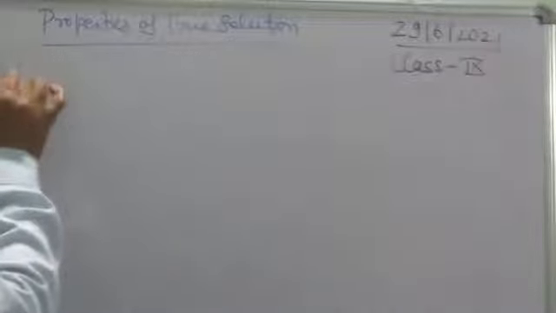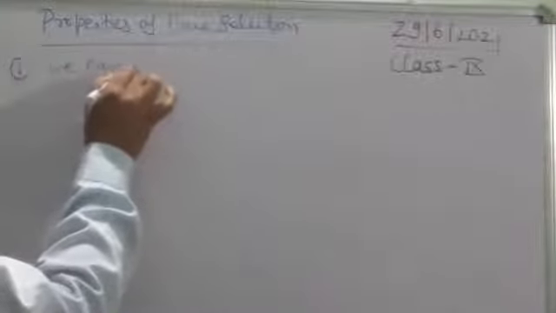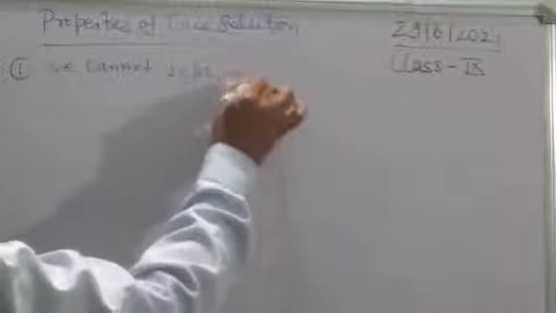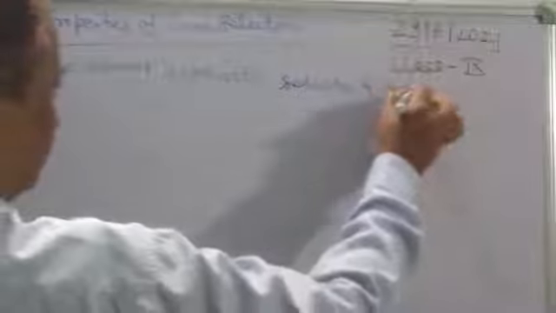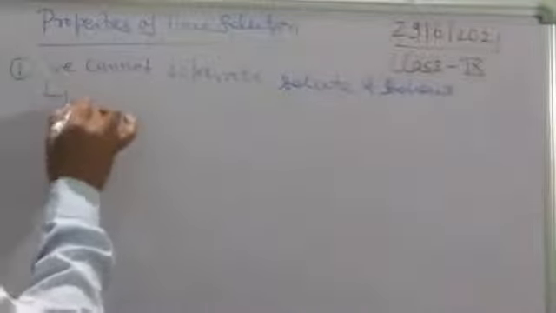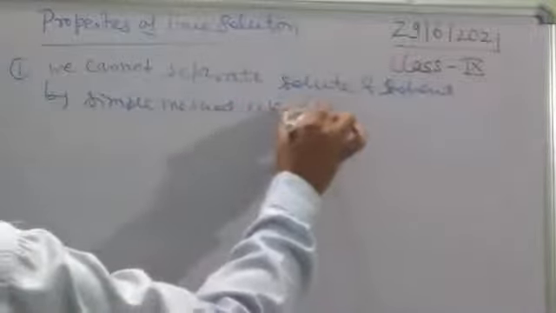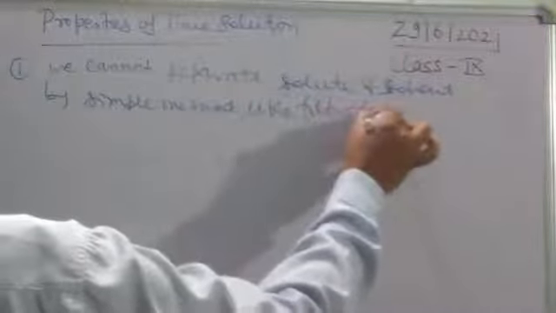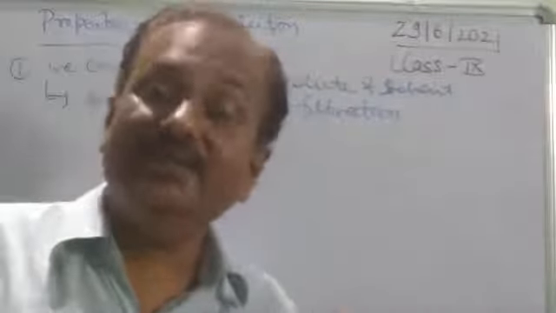So the first property is that we cannot separate solute and solvent by a simple method like filtration. We cannot separate, we cannot filter out.